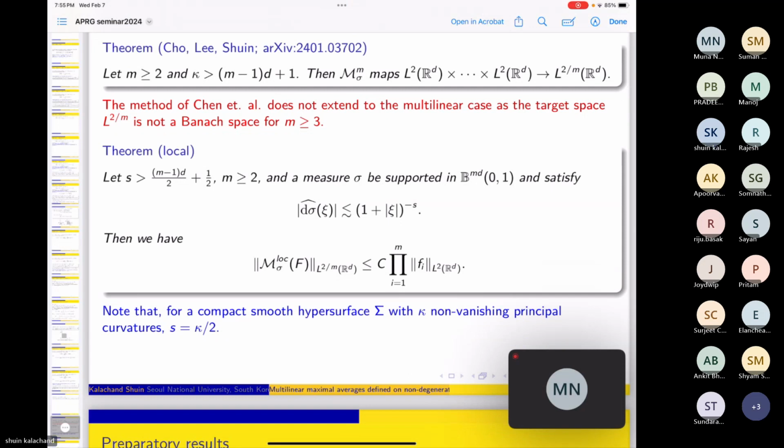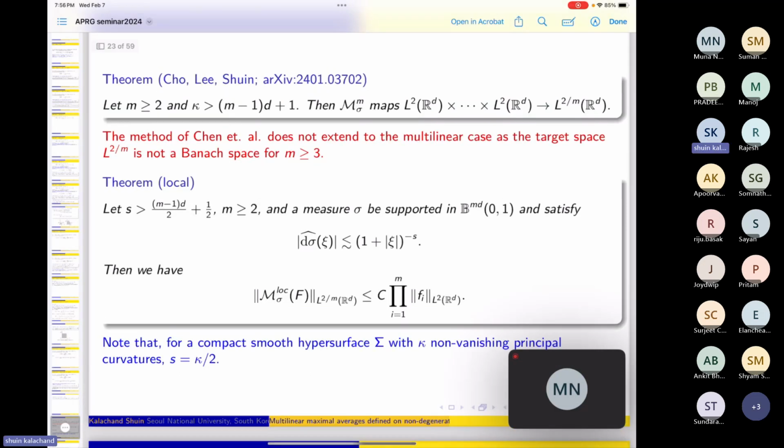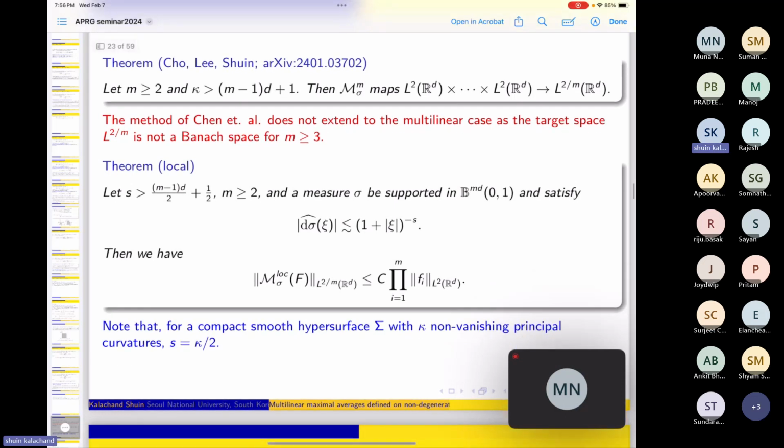Now note that when sigma is a compact smooth hypersurface with kappa non-vanishing principal curvatures, then this order of decay s is nothing but kappa over 2. This is due to Littman's result, which we stated in the case of the multilinear maximal function. So if we put s equals kappa over 2, then these two will cancel out, and basically we get kappa strictly bigger than (m minus 1) times (d plus 1), which matches our main theorem. So first we'll prove this estimate for the local maximal function, and then we'll proceed to the global maximal function.